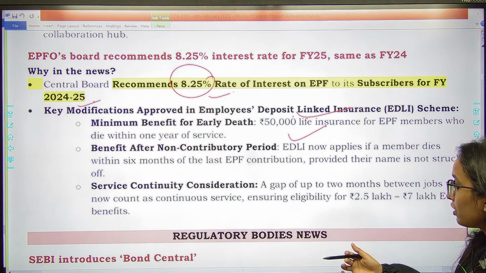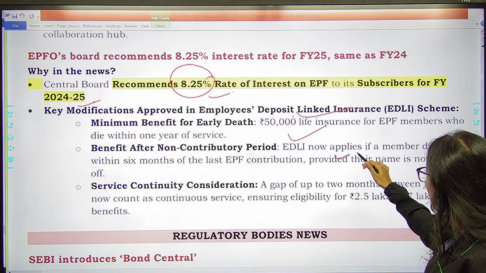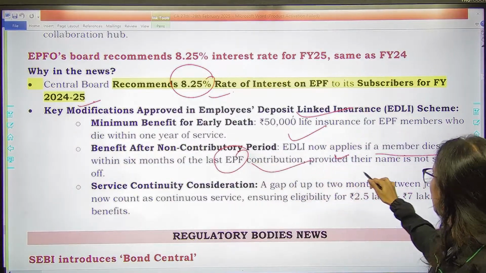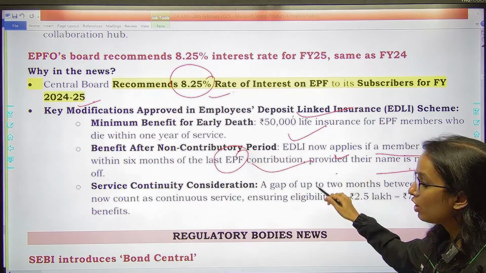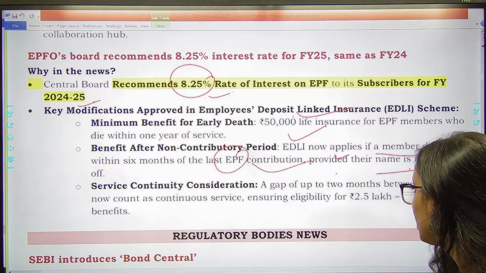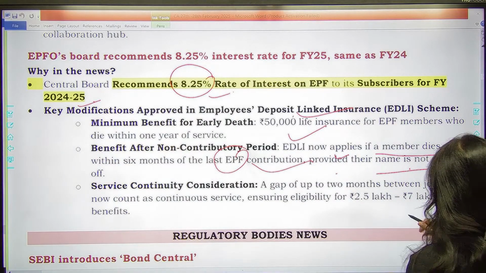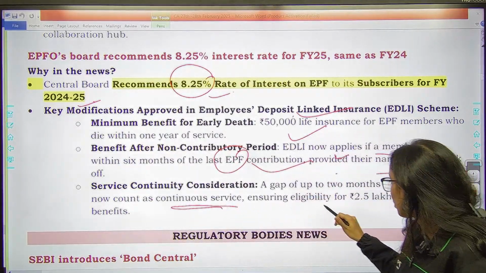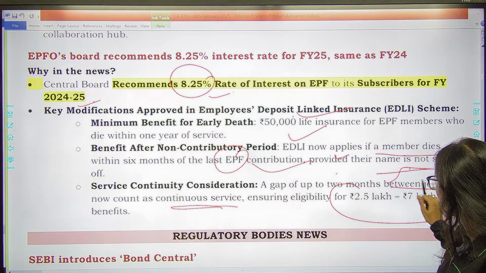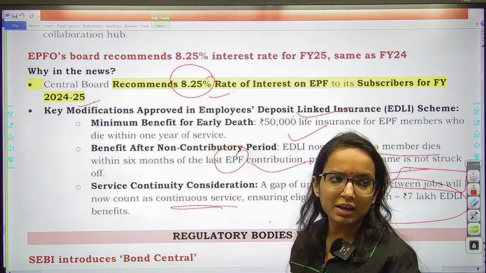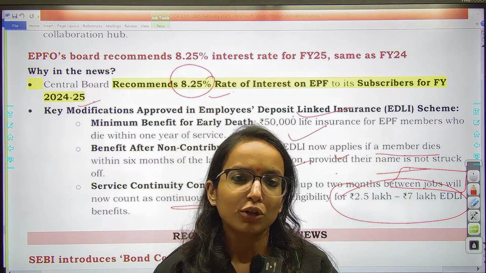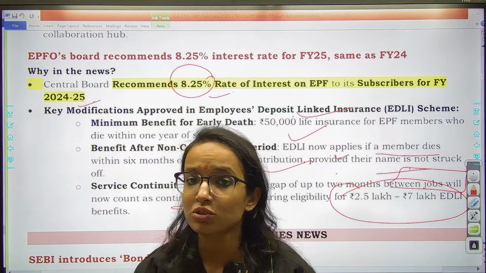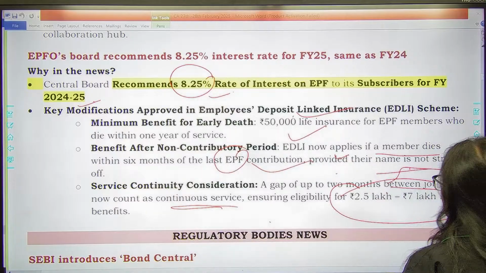Benefit after non-contributory period. So it now applies if a member dies within 6 months of last EPF contribution, provided their name is not struck off. Also service continuation consideration, a gap of up to 2 months between jobs will now count as continuous service, ensuring eligibility for 2.5 lakh or 7 lakh EDLI benefits. EDLI में जो deposit linked insurance scheme है 2 महीने का gap will be considered as continuation of the service because sometimes you are in a job search, so it takes time. These are the features.